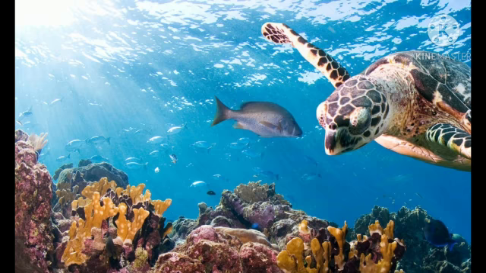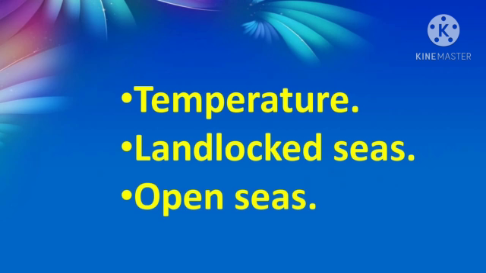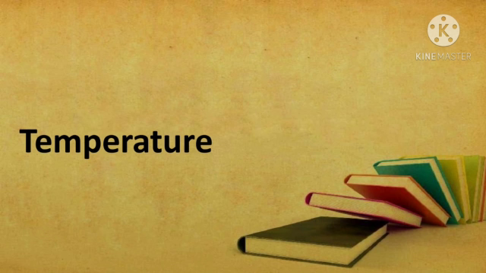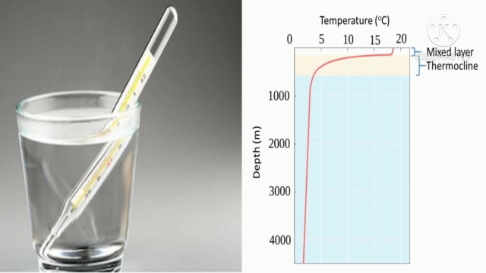In the earlier classes we have studied the tides and ocean currents with reference to oceans. In this lesson we will study the major properties of seawater. In this part 1 we will study temperature, landlocked seas and open seas. First, temperature. Temperature is a major property of seawater. The surface temperature of the seawater is not uniform everywhere. This is dependent on different factors.